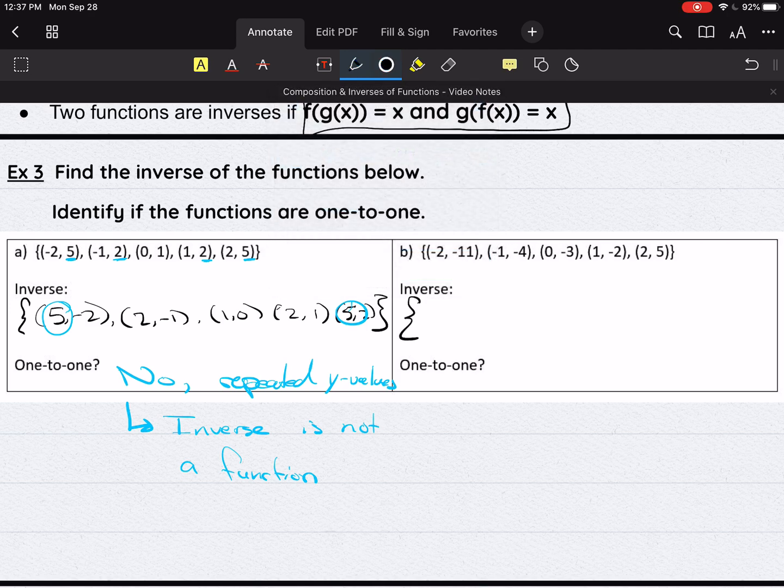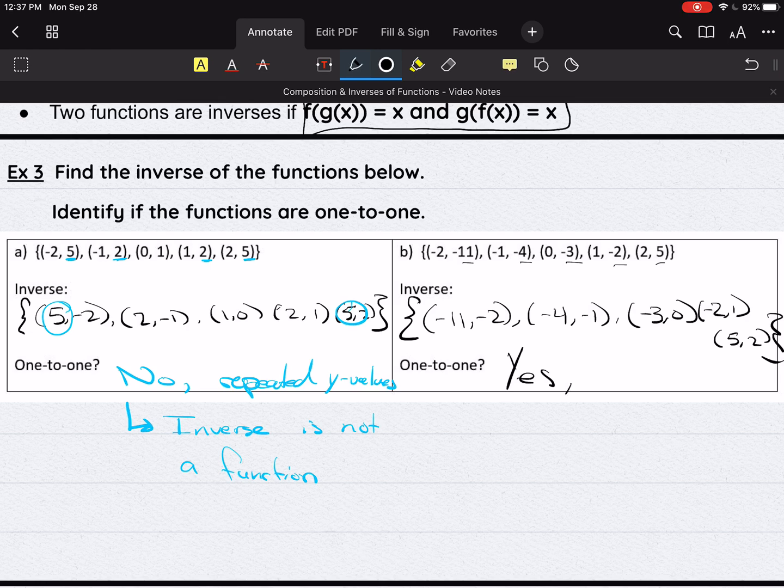Inverse. So I want to flip x and y. -11, -2, -4, -1, -3, 0, -2, 1, 5, 2. Looking at my original function, are there any repeated y's? I look, everything is different, so this would be 1-to-1, which means my inverse is a function. And again, if we looked at my inverse, I see that I have no repeated x values, so that's another way you can tell the inverse is a function.